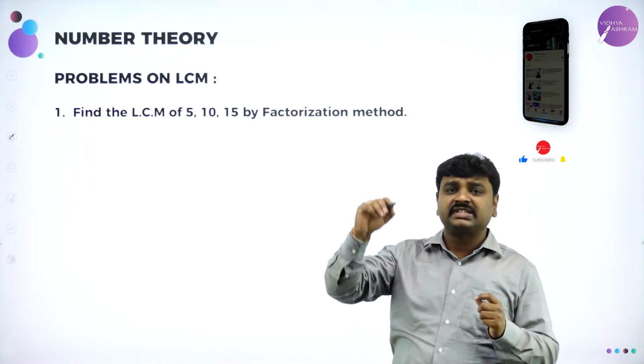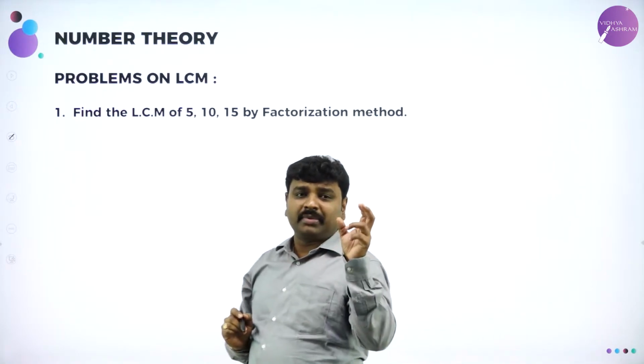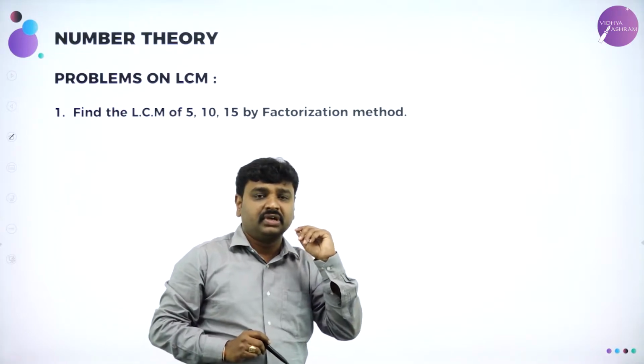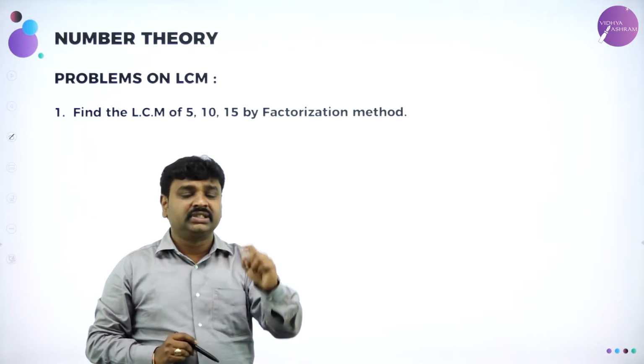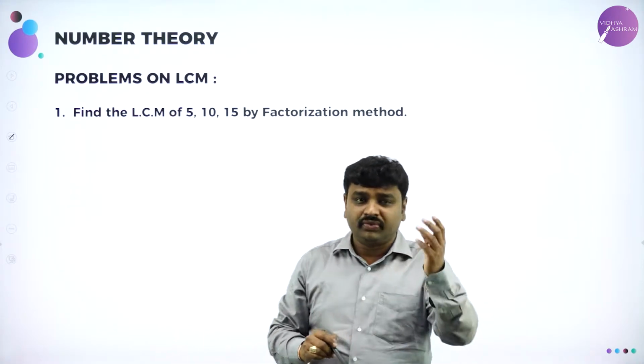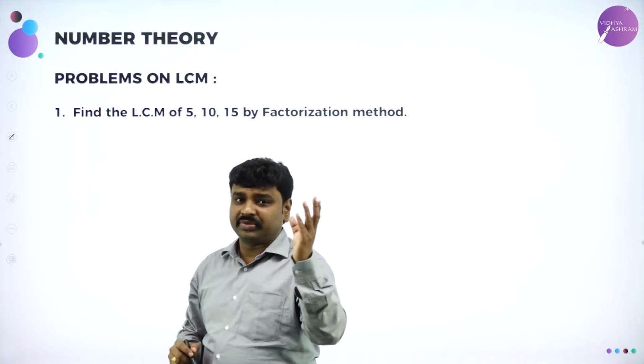What is LCM? Least common multiple. Least common multiple is the least number that is exactly divisible by all the given numbers. And we can find LCM by two methods. One is the factorization method, the other one is the division method. So now we'll do problems. These are the problems from the exercise.